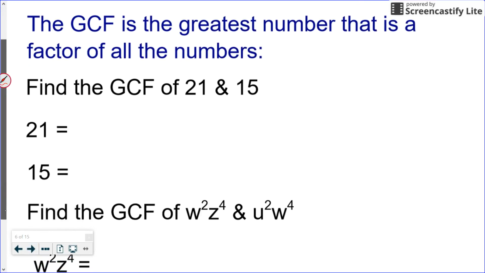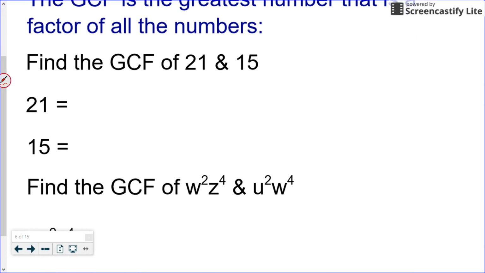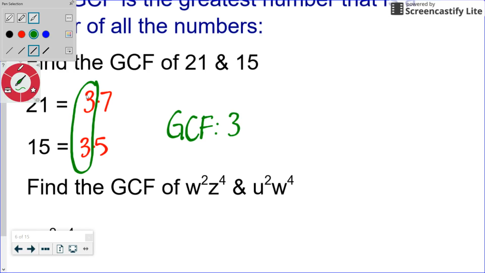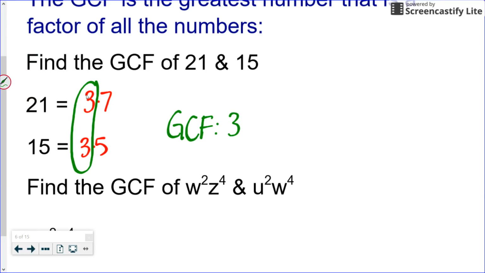So what we're doing today is we're finding a GCF, and then we're going to factor the GCF out of a polynomial. So first let's talk about what it means to be a GCF. So I've got two numbers, 21 and 15. My factors for 21 are 3 and 7. My factors for 15 are 3 and 5. So what I'm looking for are factors that they both have in common. So for this one, my GCF would be 3. They both have a 3 in common. That's the greatest number that both of those numbers can be divided by.